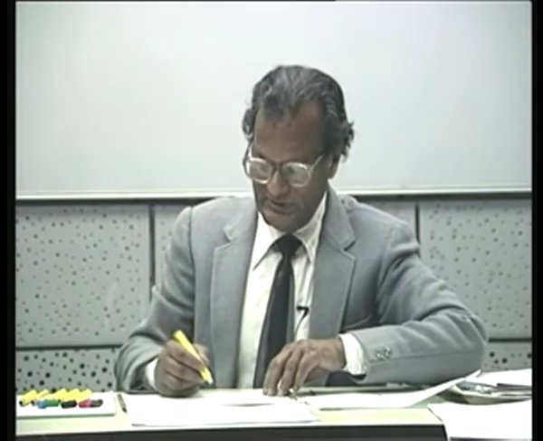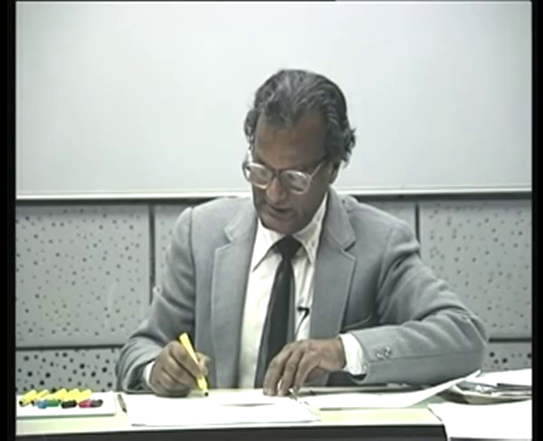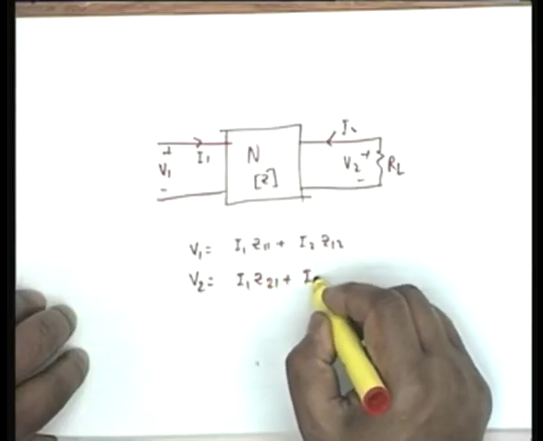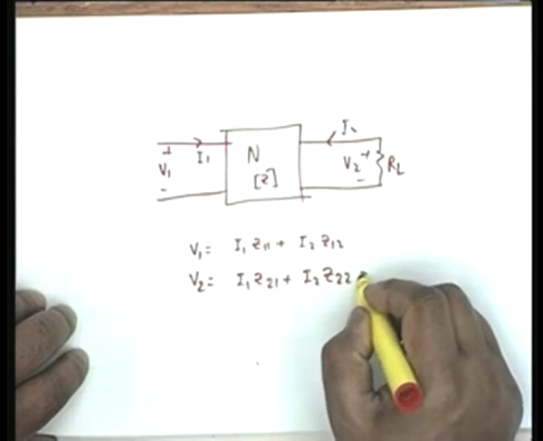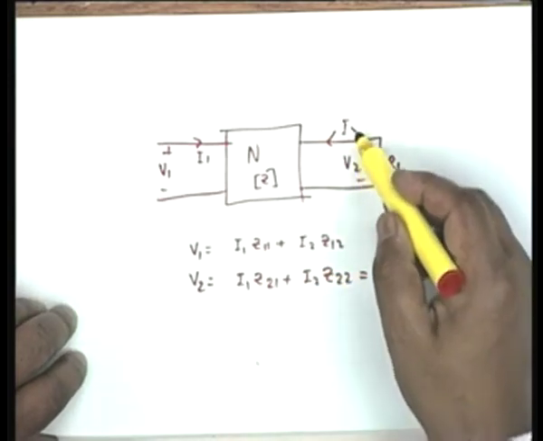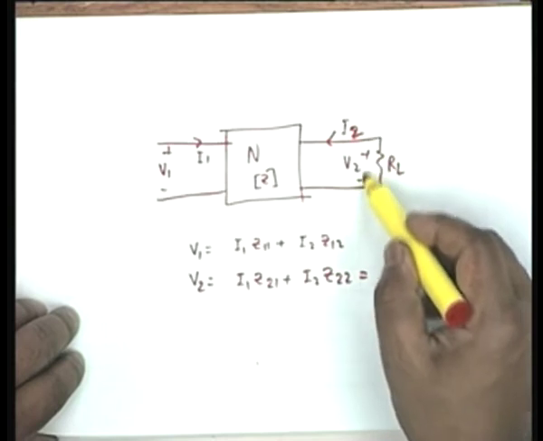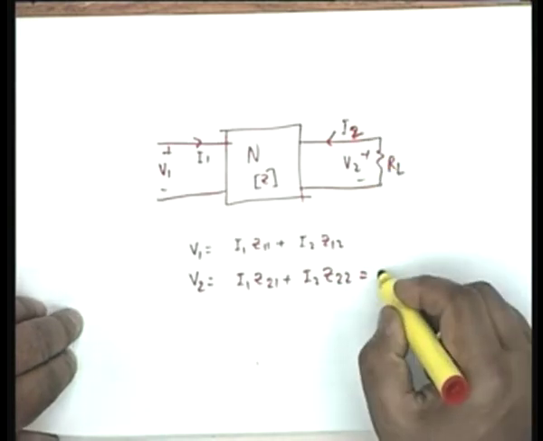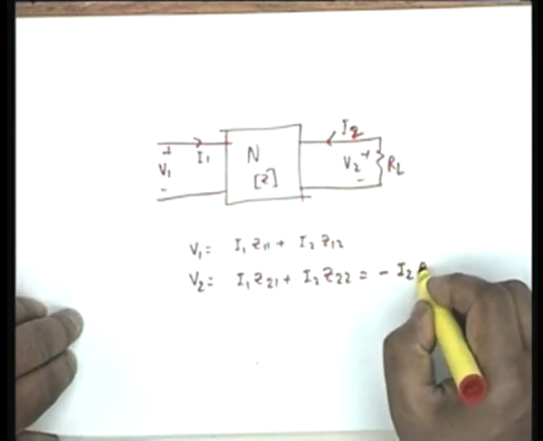Now how do you proceed with the equations? The second equation is V2 equals Z21 I1 plus Z22 I2, and you notice that V2 and I2 are constrained by this load impedance. V2 is simply equal to minus I2 RL.